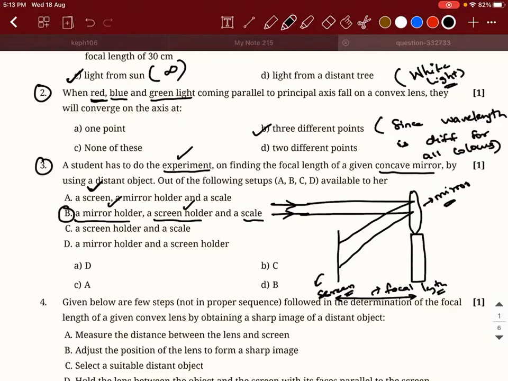So what is missing in C? You don't have a mirror holder. So C is not right. In D, you don't have a scale. So that will not work. So this will be the right answer.